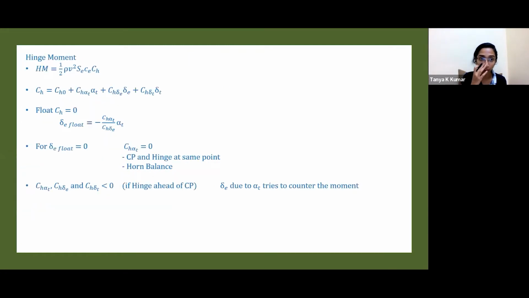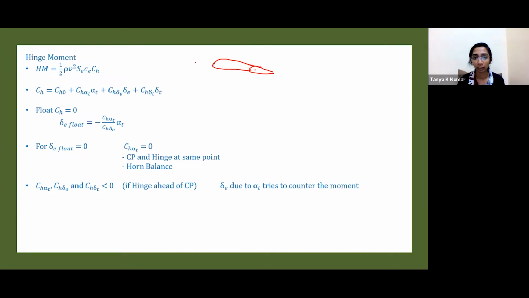Next, we moved on to the hinge moment. So what if we were to leave the elevator? If we didn't hold the elevator at the desired location, there would be a moment at the hinge. So this is your tail, the horizontal tail, and your control surface, that is the elevator, is here. And it moves about a point known as the hinge. Deflecting the elevator and change in angle of attack generate a moment about this point.